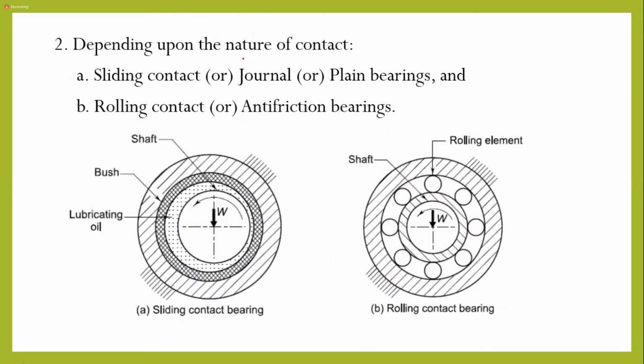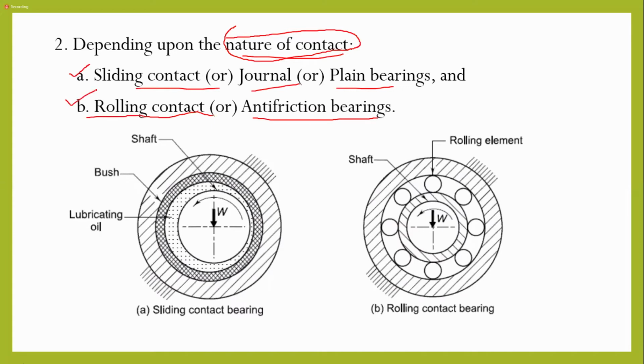And depending on the nature of the contact, we have the sliding contact bearing, also called general bearing or plain bearing. This is based on the type of the contact, how the contact is, either a point contact or a line contact, right? And we have one more, that is the rolling contact bearing or anti-friction bearing, right? So we will be discussing in the first part the sliding contact bearing and in the second part the rolling contact bearings, right?